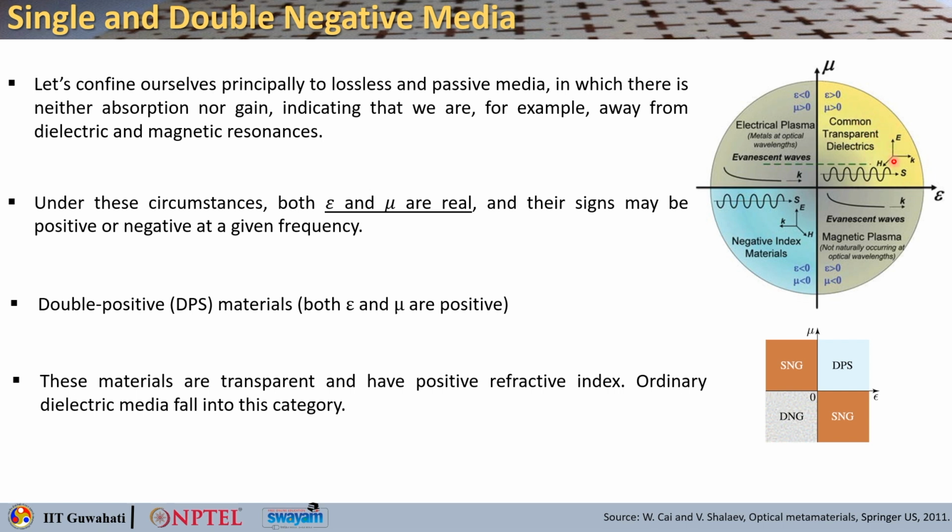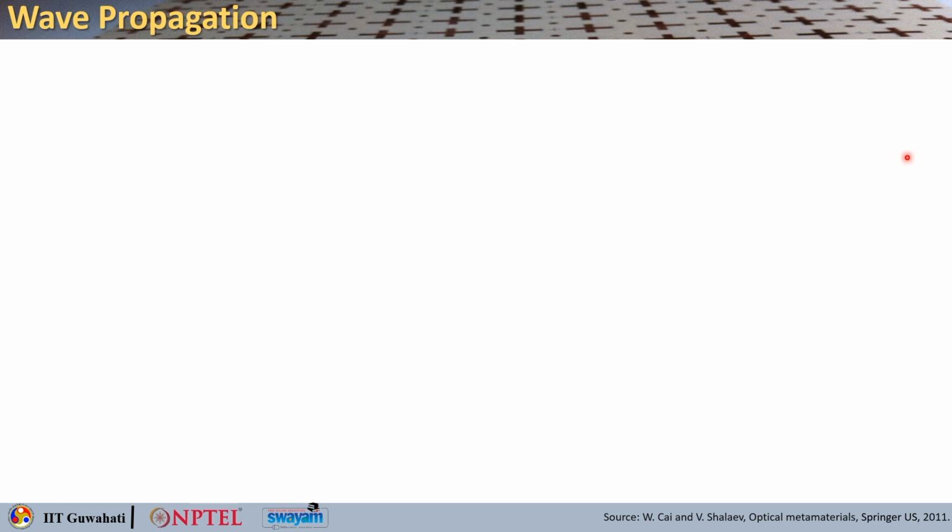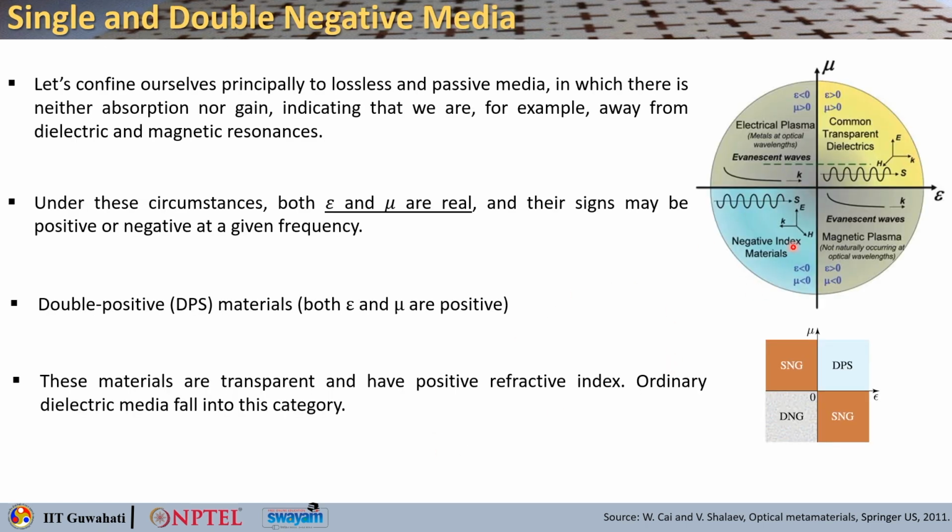You can also see the E and H axes, and this is K, the wave vector. You can also see the wave propagation shown here, with the Poynting vector of the wave in the same direction as K. Now, that is something you need to understand: for the third quadrant, that is, for the double negative metamaterials, something is different here.